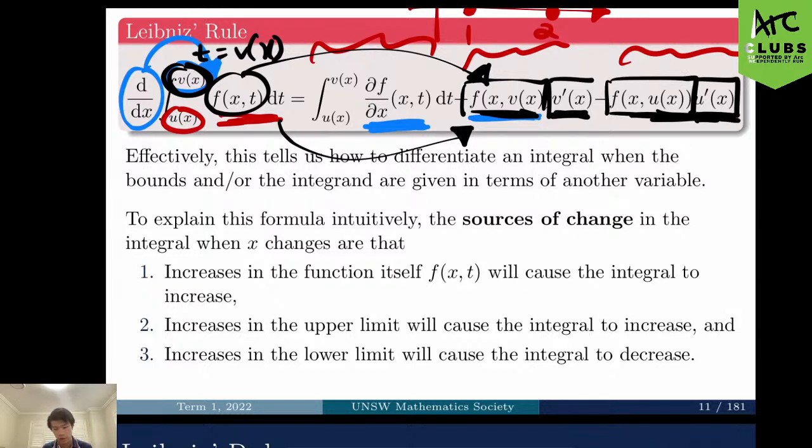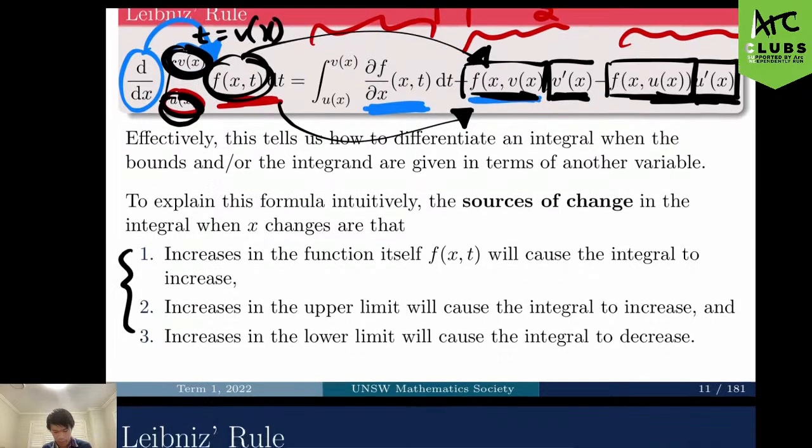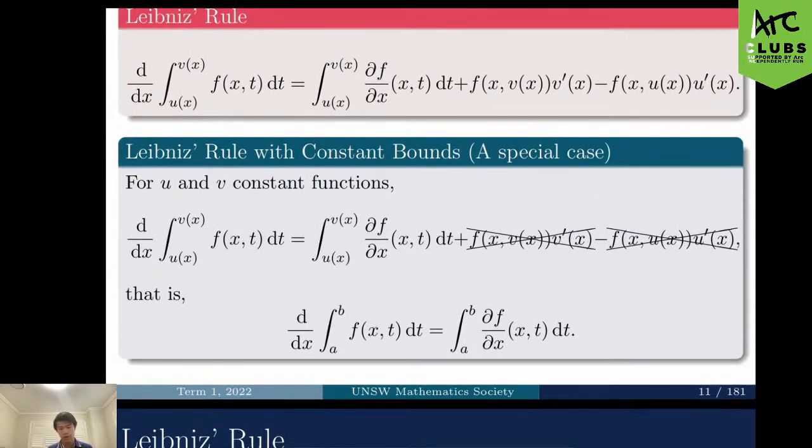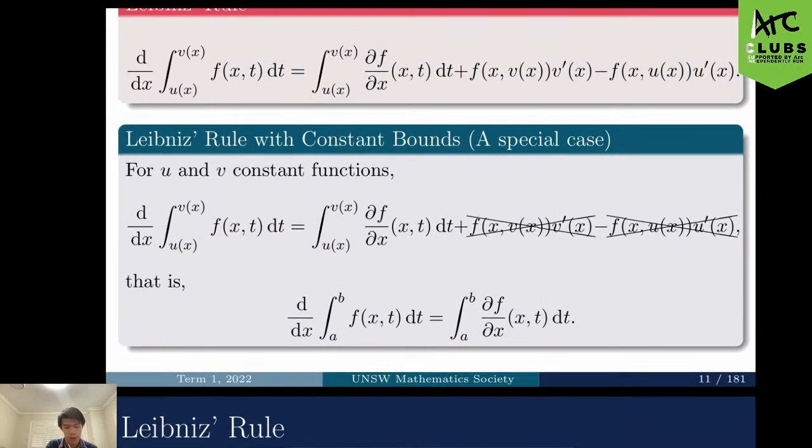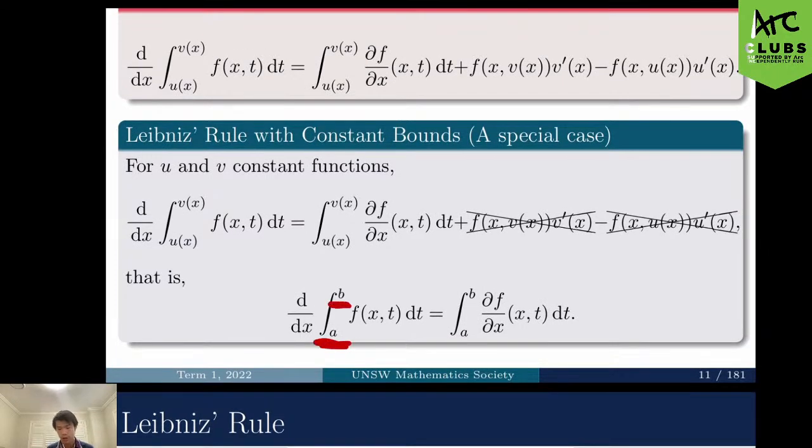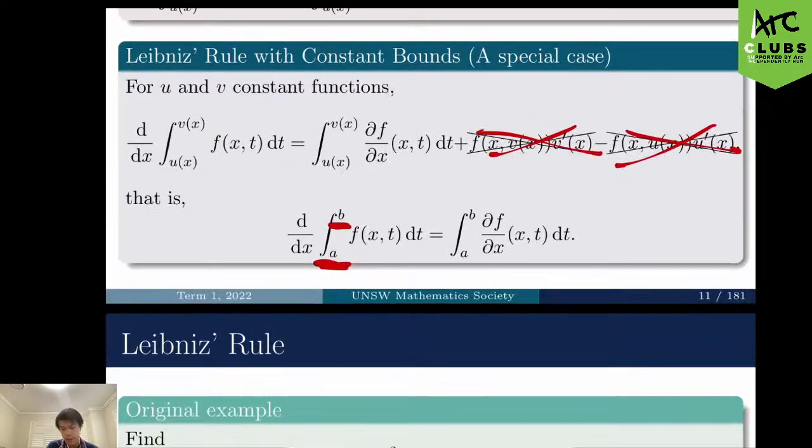That might be kind of overwhelming, but just remember there are 3 things that can change the integral: the top bound, the bottom bound, and the actual function inside. And that's the reason for these 3 terms. And what's really cool is if you have a special case of Leibniz's rule where this is just a constant, and this is just a constant, then you can imagine that these 2 terms will disappear, and we're just left with putting this derivative inside.